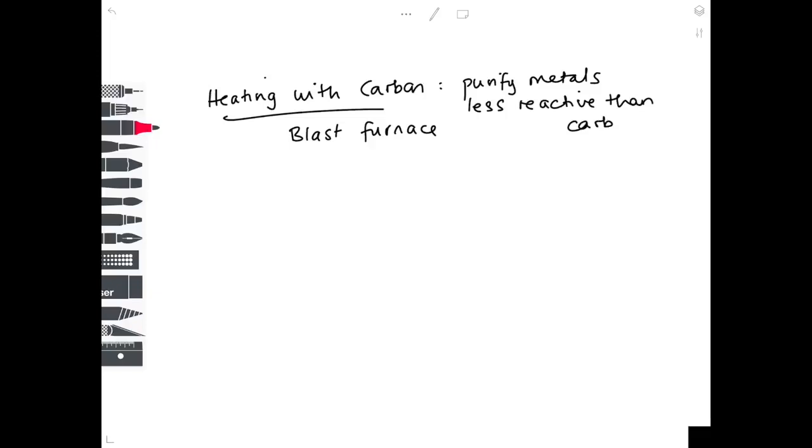This genuinely only works because the carbon is more reactive and can effectively steal the oxygen from the impure metal. So in the case of the blast furnace, remember what you're adding here is iron oxide, and you heat with coke, which is your source of carbon.